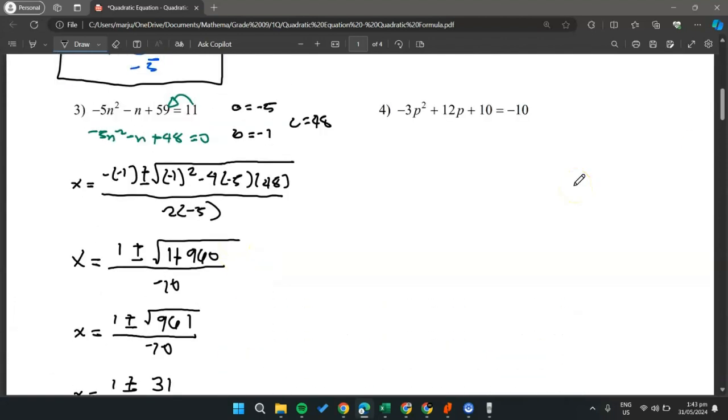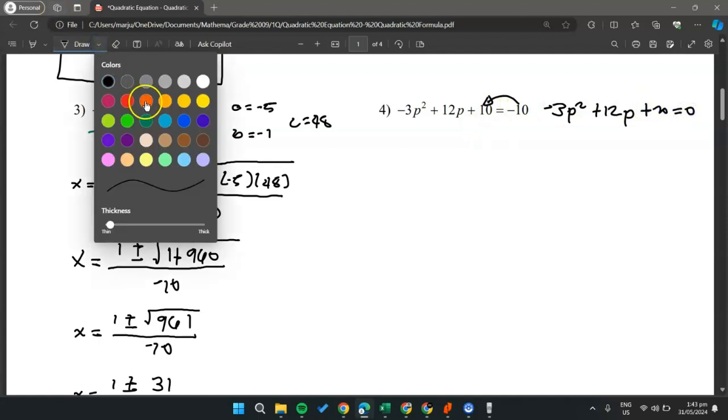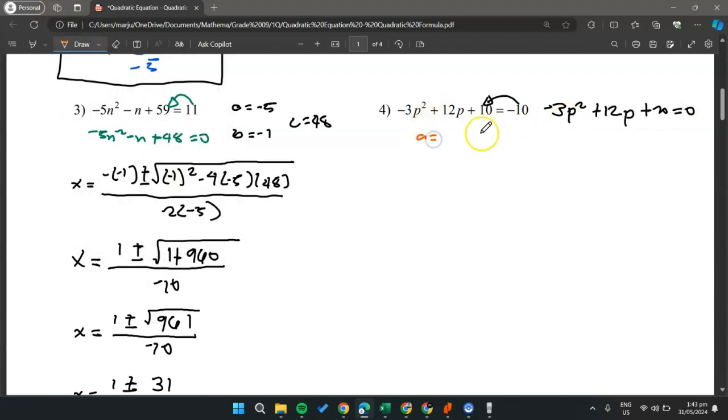Now let's do number 4. Again, we're just going to convert this into standard form first. So we're going to move this to the other side and then equate to 0. So you will get negative 3p squared plus 12p. And then we have 10 plus 10, that is plus 20, equals 0. And then again, our A is negative 3, our B is 12, our C is 20. And plug these values into our quadratic formula.